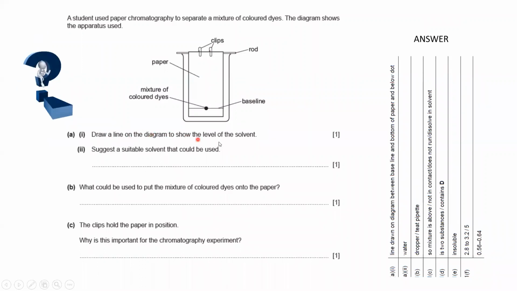Draw a line on the diagram to show the level of the solvent. So we have to draw a line to show the initial level of the solvent. Initially, the solvent level should be below the origin. When the chromatogram soaks up the solvent, it will rise. So we have to show the initial position of the solvent, and it should always be below the origin. Is it clear? The first part, A1.